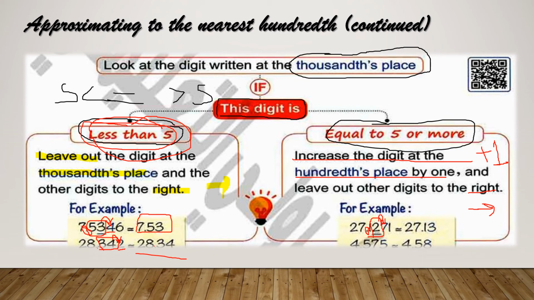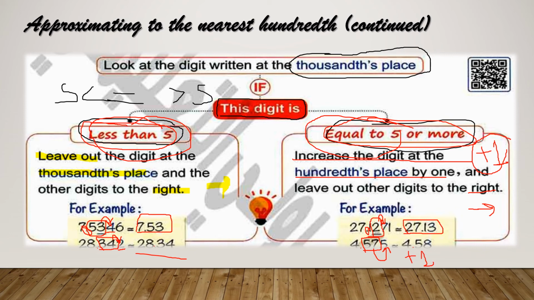So it's as if we are doing plus 1 to it, and leave out the other digits to the right. So what does that mean? Let's take an example: 27.1271. Here is the decimal point. We need two digits after it, which are the 1 and 2. The digit beside the 2 is 7, and the 7 is bigger than 5, right? So this means that we make an additional operation, plus 1 to the 2. The 2 isn't going to be 2 anymore. It's going to be 3.